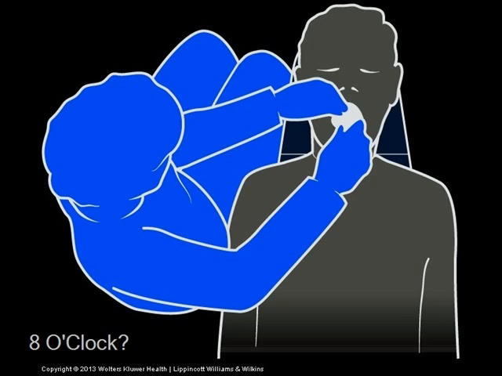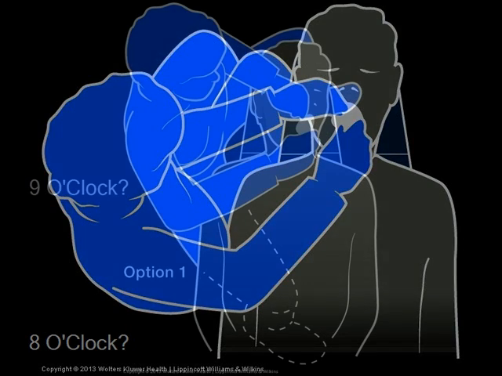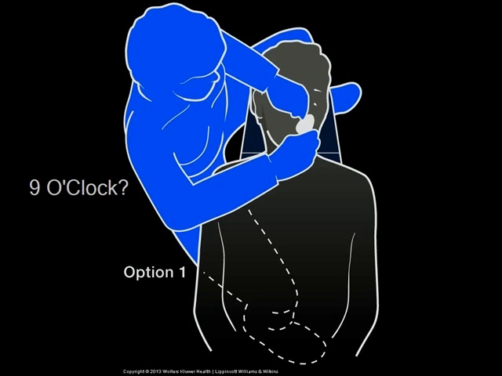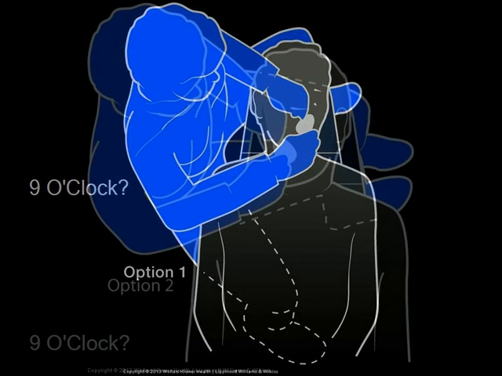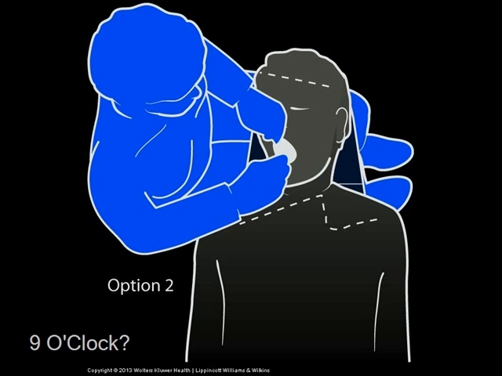So what teeth do I work on when sitting at 8 o'clock? Or 9 o'clock, as shown in this diagram. It is a personal preference as long as your torso is perpendicular to the long axis of the patient.